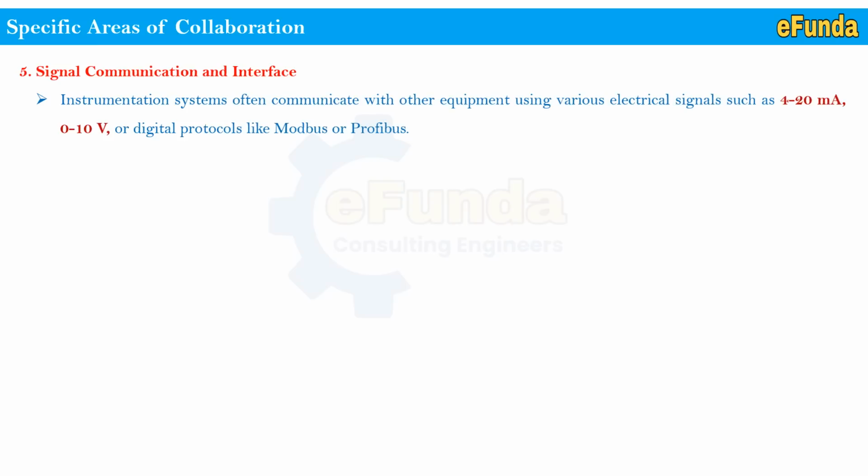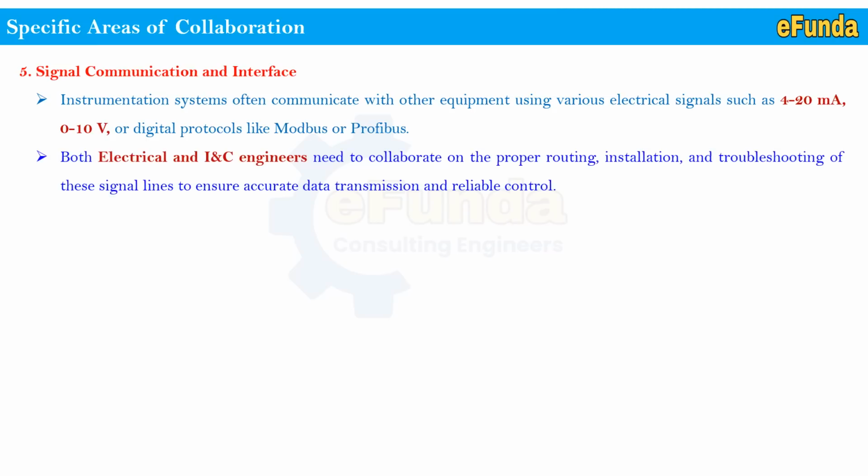Fifth, signal communication and interface. First, the instrumentation system often communicates with other equipment using various electrical signals such as 4 to 20 milliamps, 0 to 10 volt, or digital protocols like Modbus or Profibus. This is how the instrumentation gets connected with the system with the help of identified signal. Second, both electrical and IC engineers need to collaborate on the proper routing, installation and troubleshooting of these signal lines to ensure accurate data transmission and reliable controls are provided.